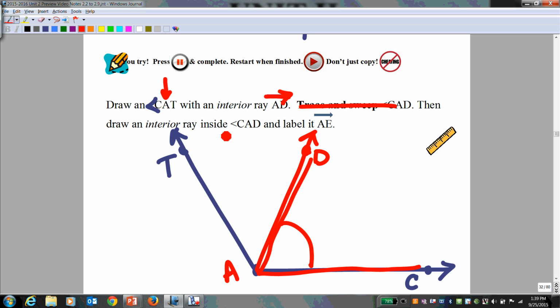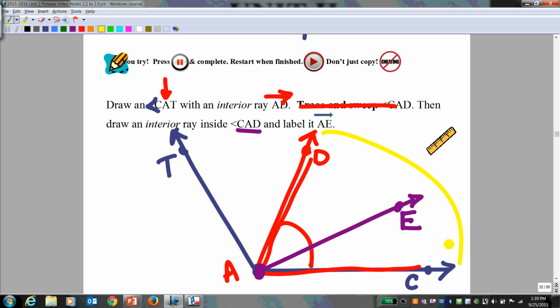Then draw an interior ray of CAD. Label it AE. So inside that is another interior ray, A, same point, E, and it's inside CAD. Doesn't matter whether you face that to the right or to the left, but it has to be interior.